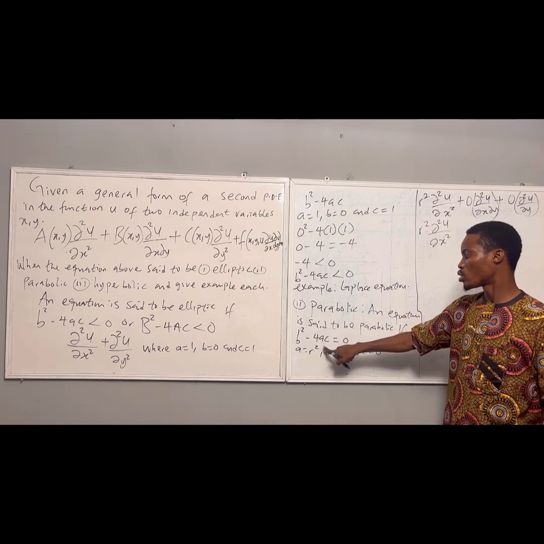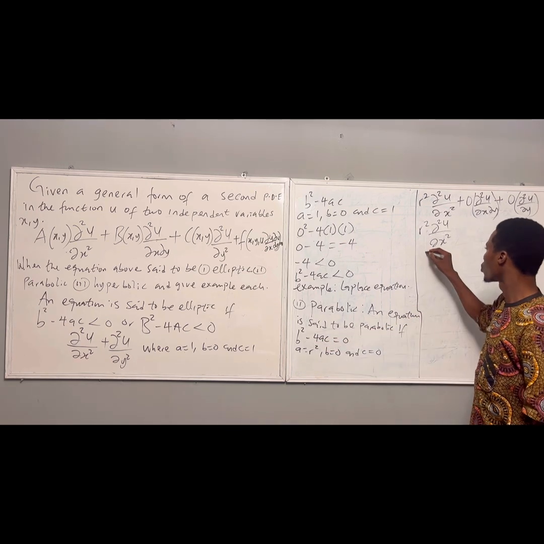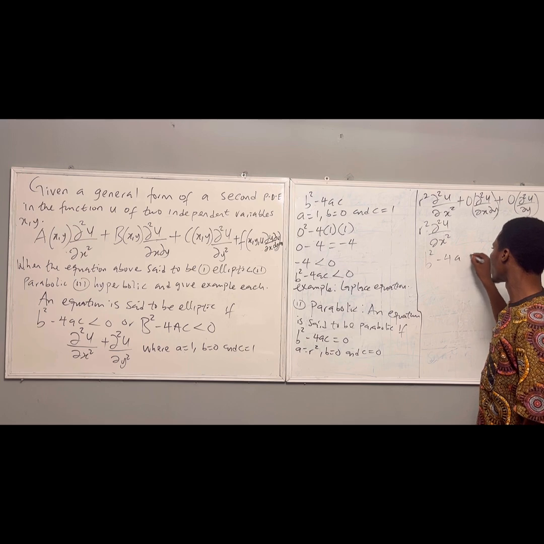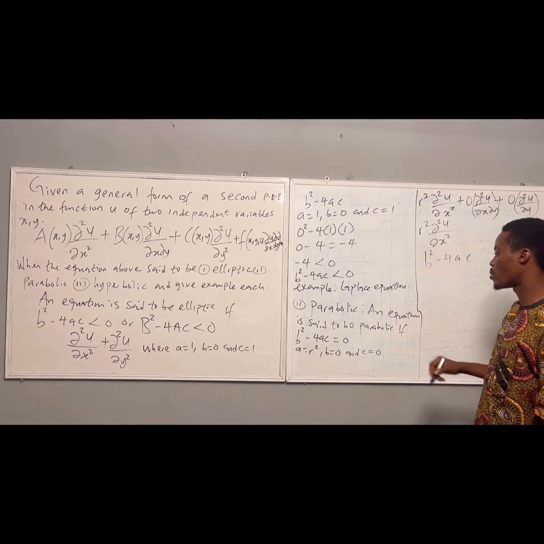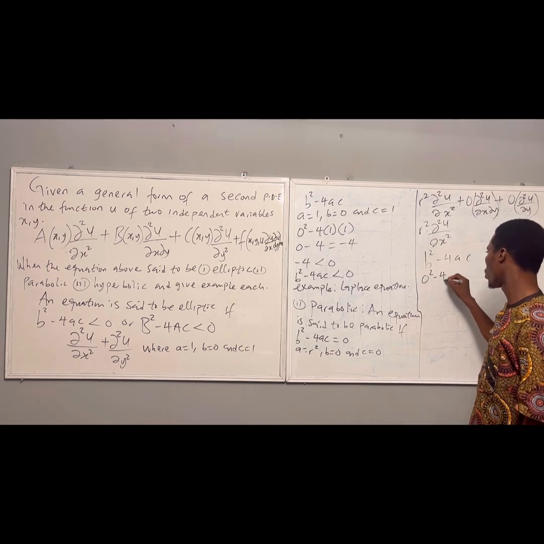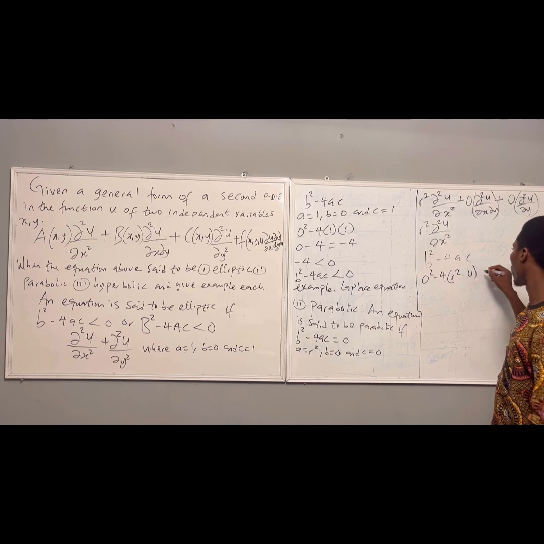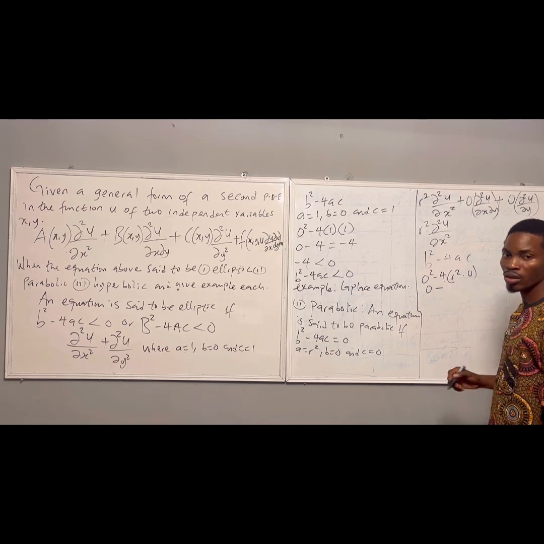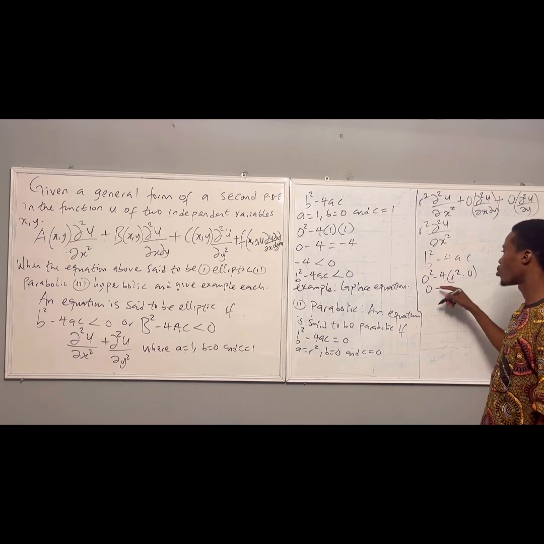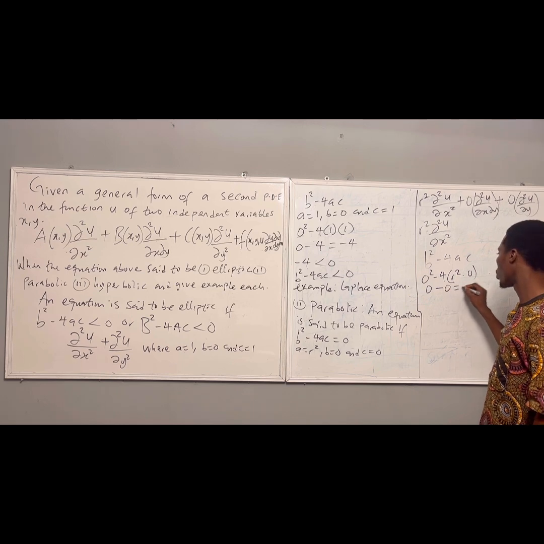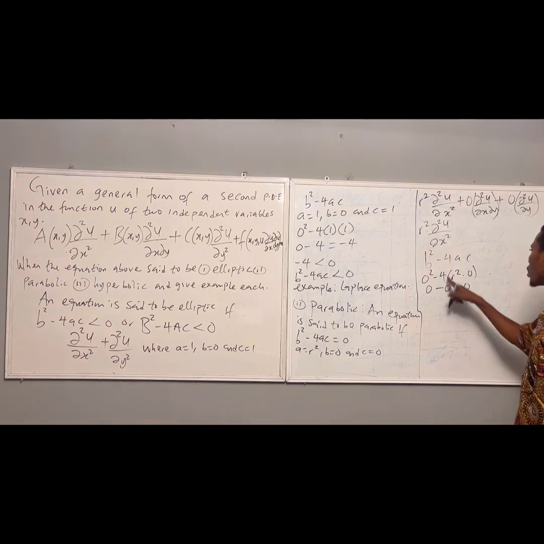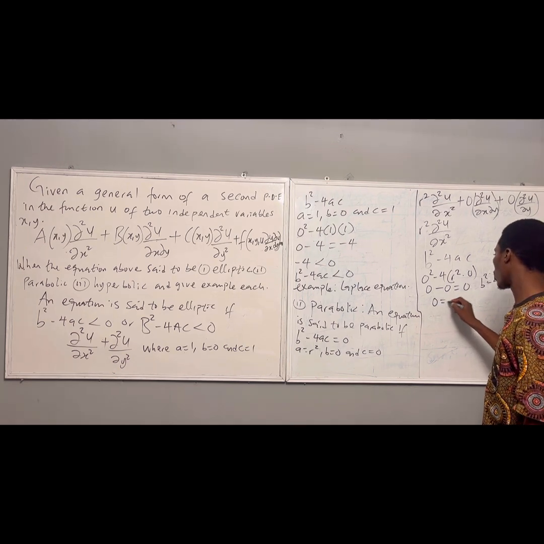B square minus 4ac will be equal to 0. So what is my b? My b is 0, so 0 square, minus 4. What is my a? A is r square. And what is my c? 0. So 0 square, I'm going to have 0 minus 4 times r square times 0. This one is 0, so minus 4 times 0, I'm going to have 0. So 0 minus 0. You can see that my b square minus 4ac equals 0.